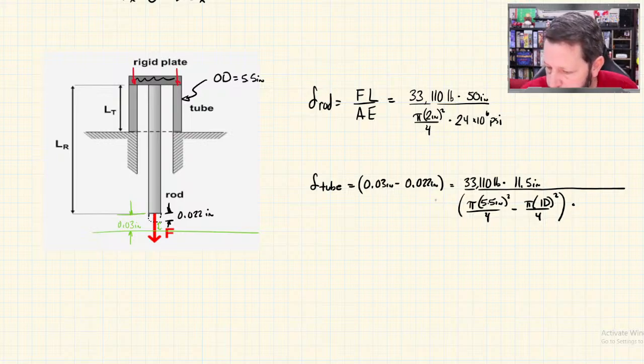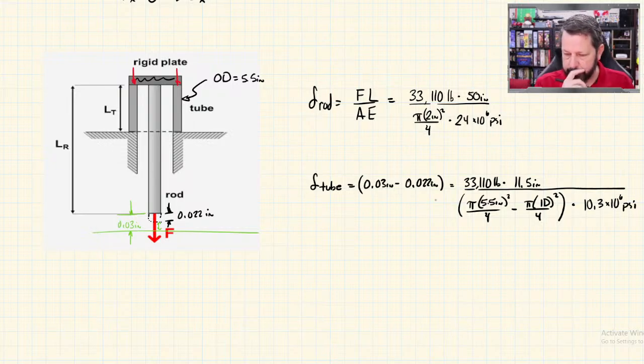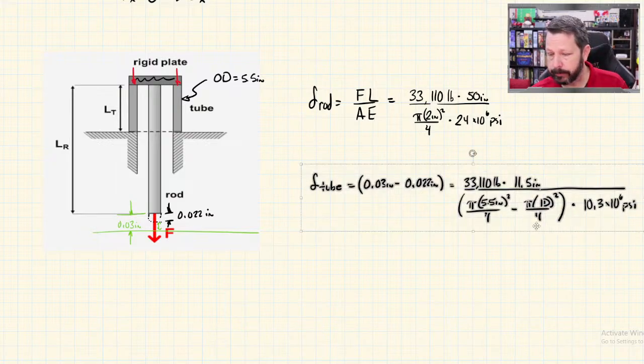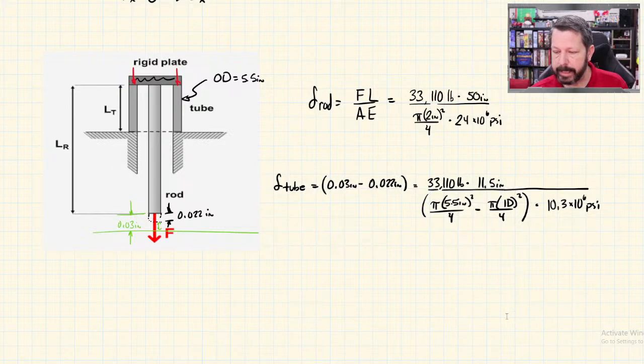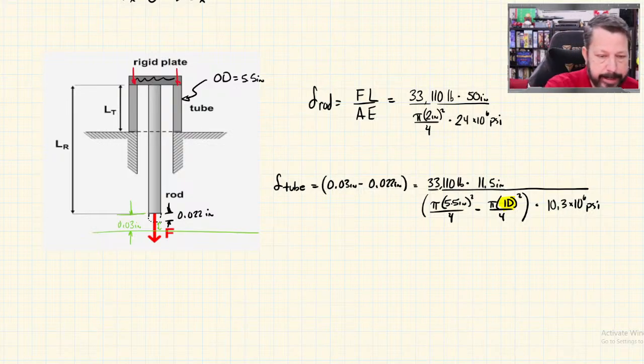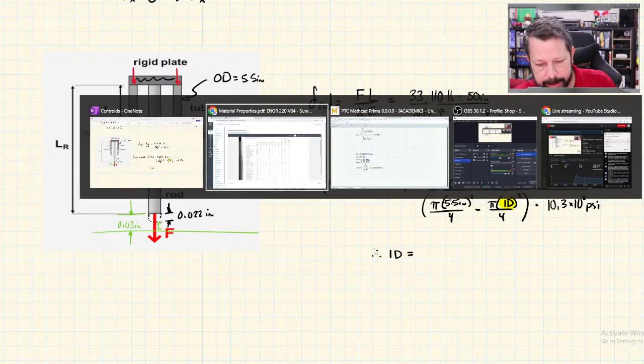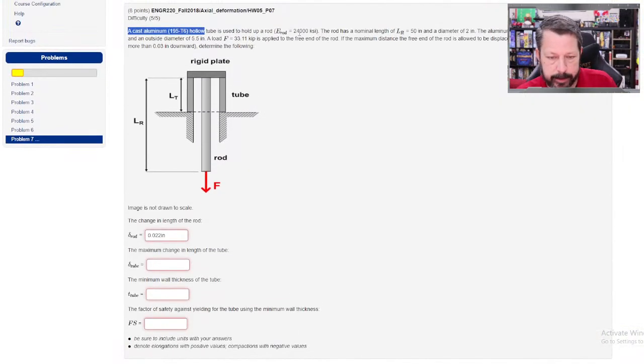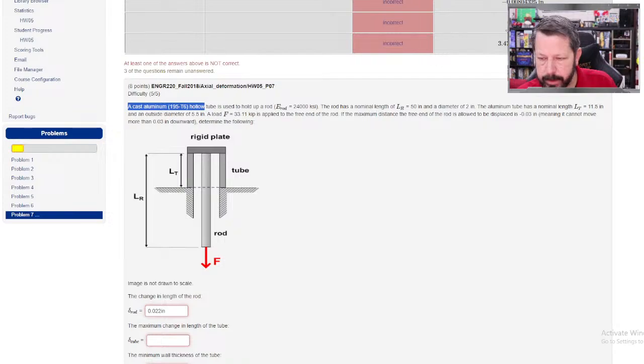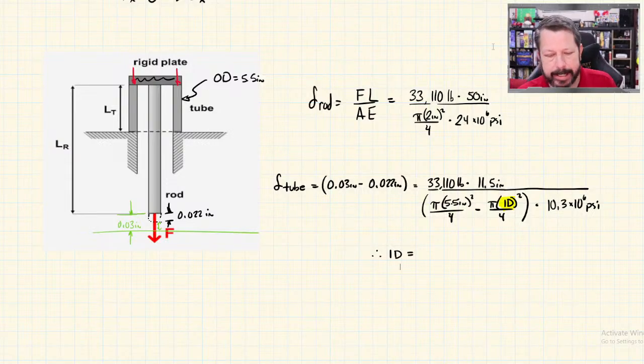So 10.3 times 10 to the 6 PSI. So that would be the equation. All of this, I think it might have gone off the page a little bit. All of that's the equation, and there's only the ID, the internal diameter, unknown. So I have to solve that equation for ID. And if I do that, I'm going to cheat, I get 0.28. Oh, no, that's the wall thickness. So I don't actually know the ID.